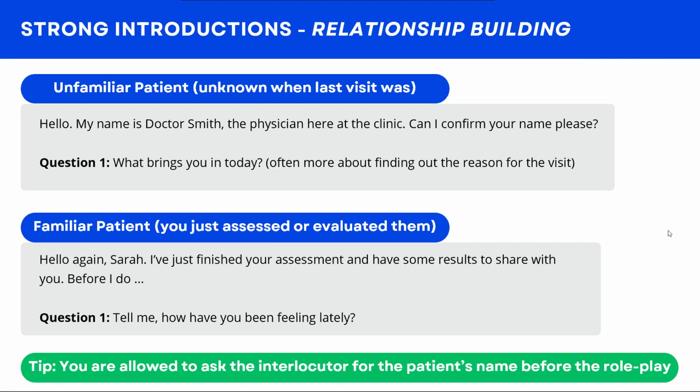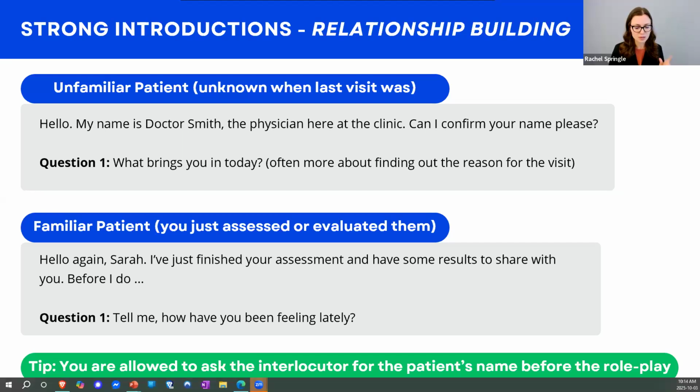Yeah, Raja, good morning. If we have been given an unfamiliar patient and if we ask the name of the interlocutor, then do we need to ask again for the introduction? You don't. Yeah, you can just say something confirming it. So such as, it's Sarah, right? Or just to confirm, it is Sarah. Okay. Something like that.